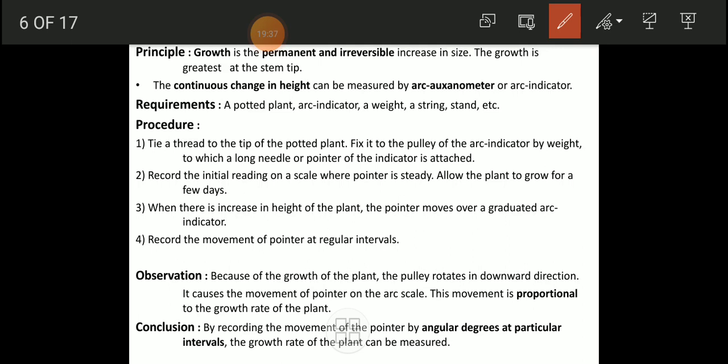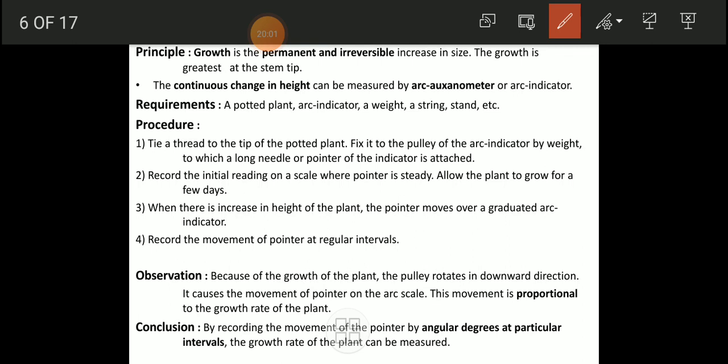So, increase in the size. Continuous change in the height can be measured by the arc auxanometer, the arc indicator. Arc indicator हे इन्स्ट्रुमेंट आहे. With the help of this instrument we will be able to measure the growth, the continuous change in height of the plant. The requirements are a potted plant, arc indicator, a weight, and a string stand, isn't it?